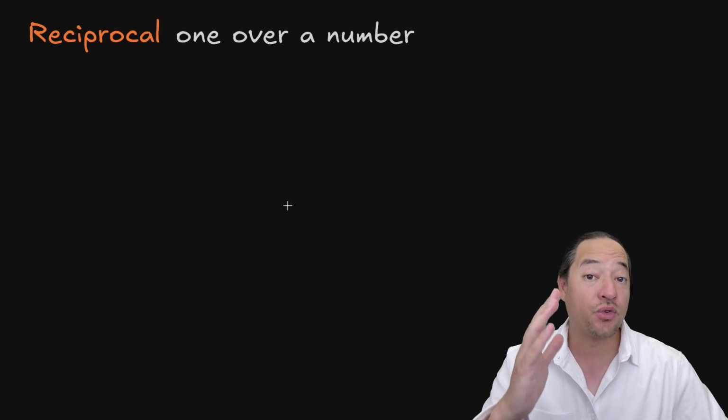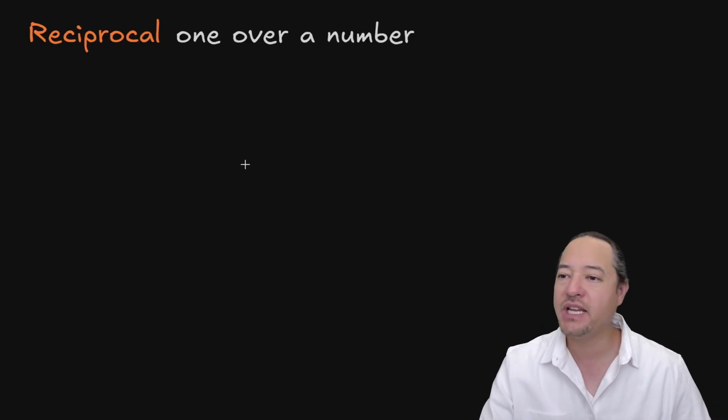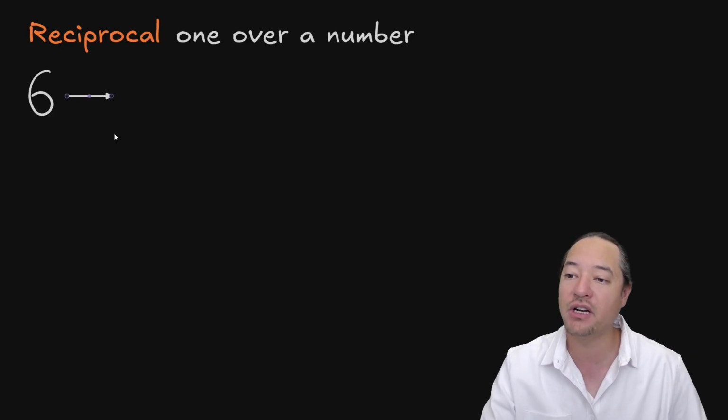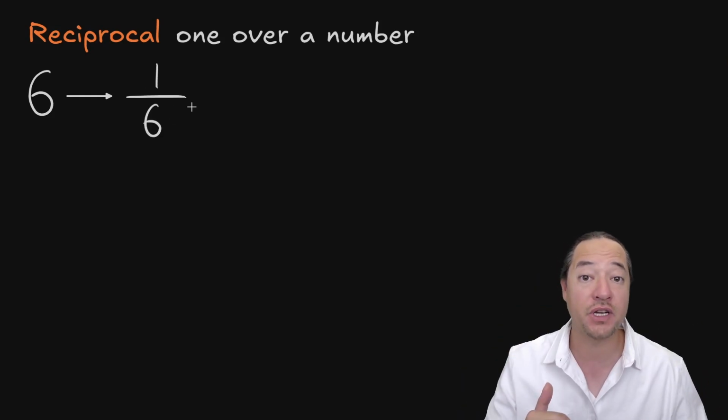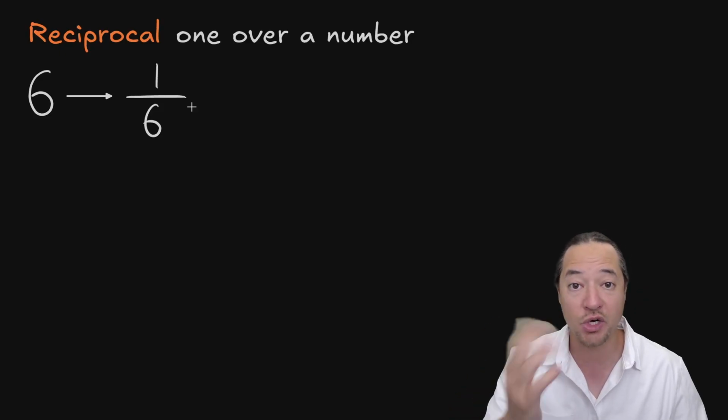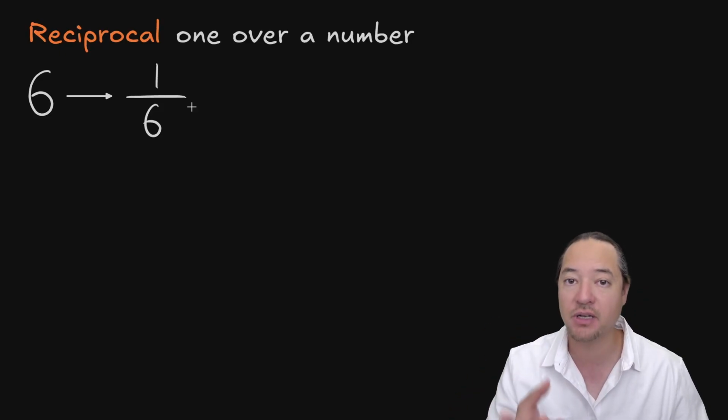Let's talk about reciprocals. It's actually a pretty easy concept. So let's take a number. How about the number 6? I want to get the reciprocal of the number 6. How do I do that? Well, I just write 1 over 6. And that's it. 1 over the original number will be the reciprocal of that original number. So 1 over 6 is the reciprocal of 6.